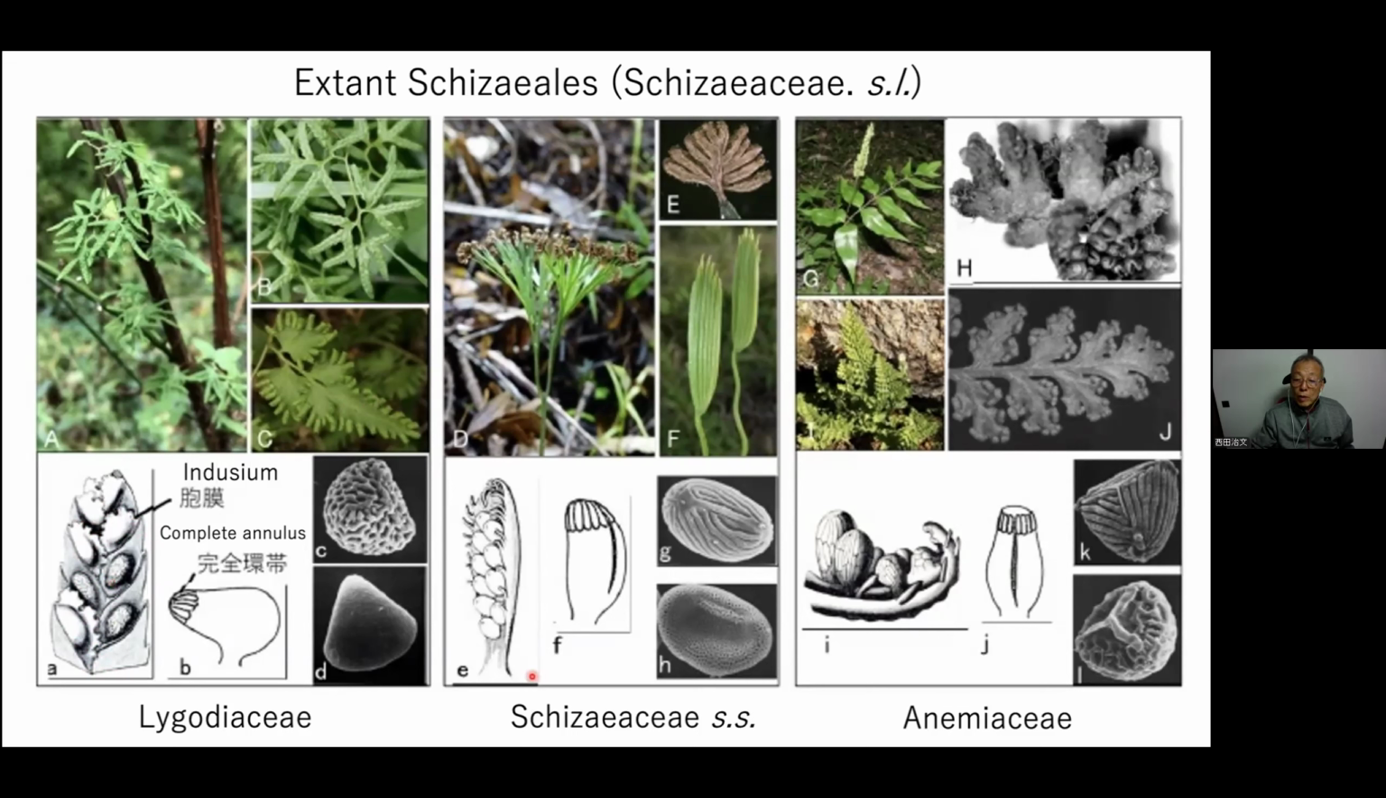And the whole Schizaeales have sporangia with a terminal complete annulus. And the shape of the sporangium is somewhat pear-shaped, but the orientation of the sporangium is different in each family. For example, in the Lygodiaceae, the sporangium is lateral with a short stalk, and in the Schizaeaceae and Anemia, they stand up.